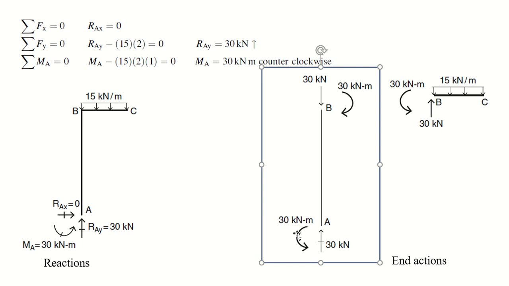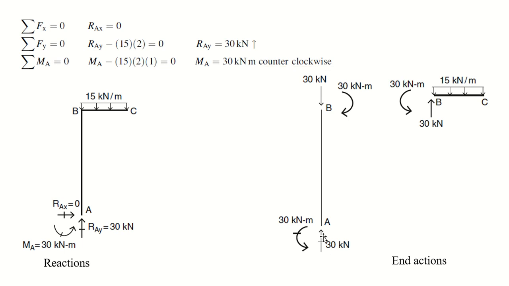Now compare the reactions with the original ones, which you got with the global equilibrium equations. So 30 kilonewton upward, 30 kilonewton upward, 30 kilonewton meter counterclockwise, 30 kilonewton meter counterclockwise. No RA in X direction, no in X direction. Once you get these results and they match the original results, it means that your process was okay, and you are good to go.